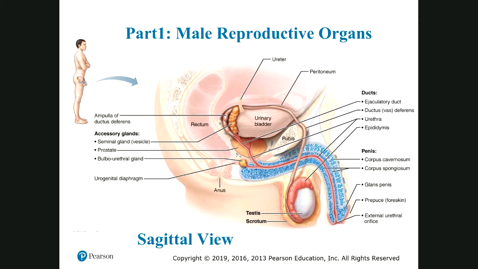We also have the accessory sex glands. We have the seminal gland, the prostate, and this little bean-shaped one over here, the bulbourethral gland.